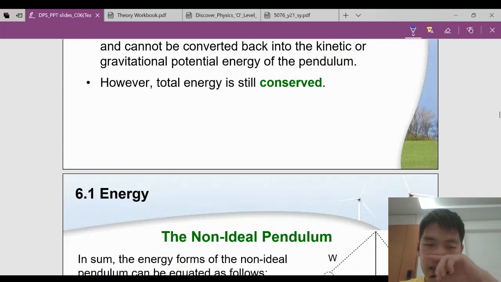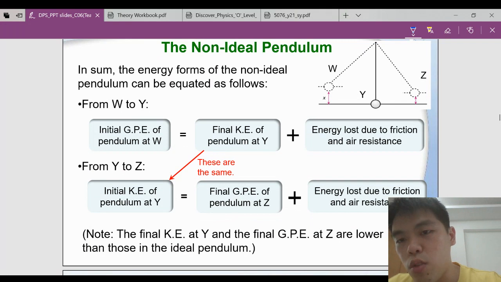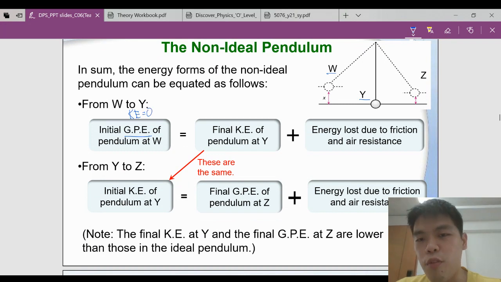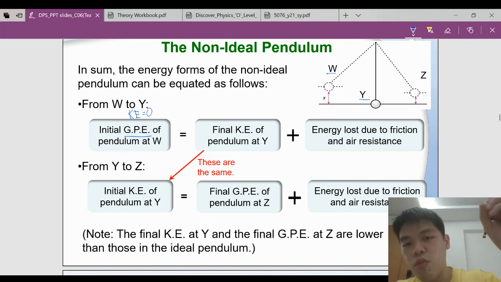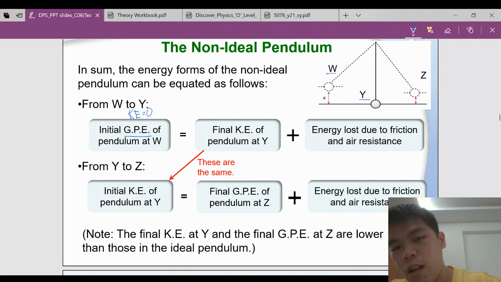So what is happening? Let's look at the example here. We start off with W to Y first. So from W to Y. At W itself, it has GPE, we all know. KE is 0. Why 0? Because it is not moving. We bring it up there and hold. Next, we release it. It starts to move. It converts into KE a bit, converts a bit more, and then it converts to full KE. Okay, it converts into KE.